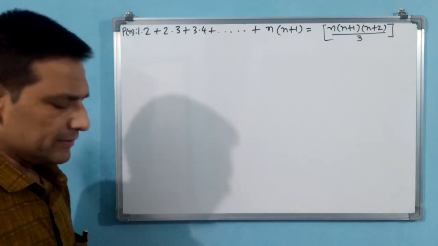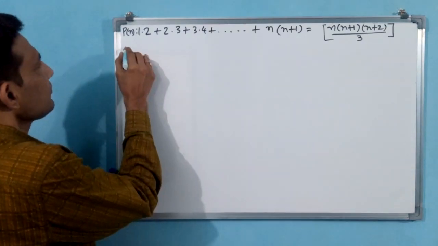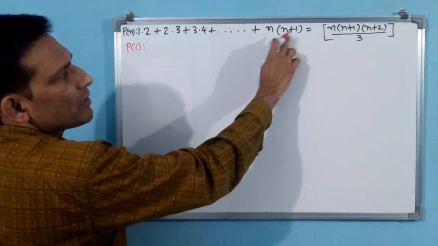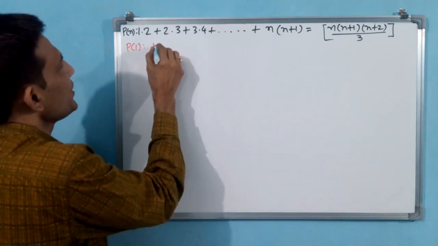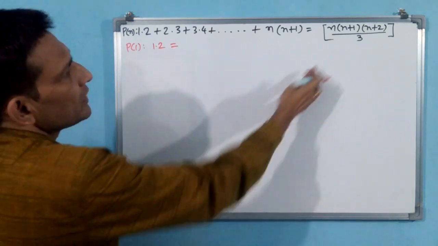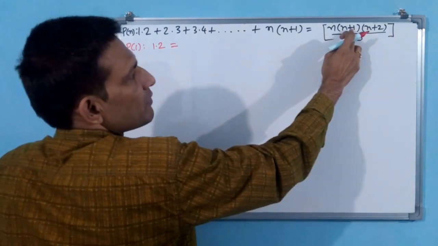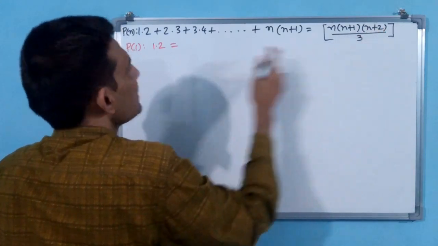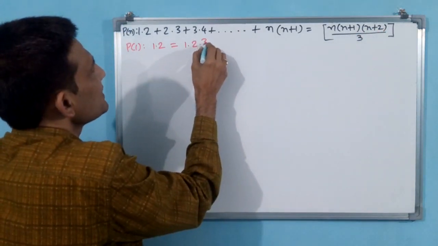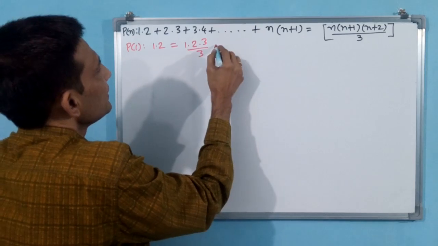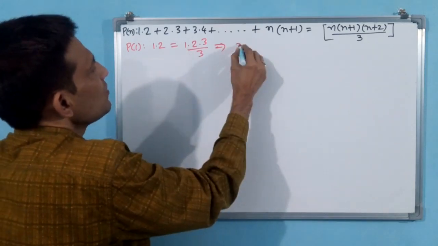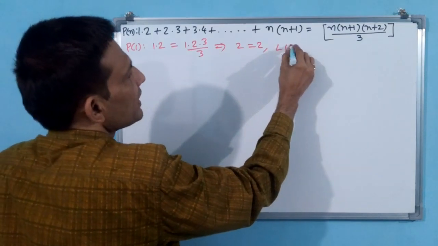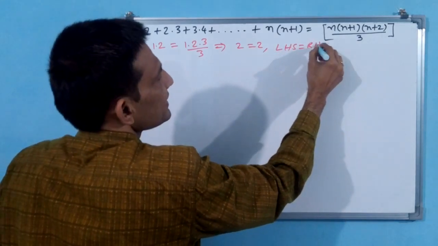Let us find P of 1. See, 1 into 1 plus 1, that is 2, so 1 into 2. 1 into 2 is equal to, RHS is 1 into 1 plus 1, 2, 1 plus 2, 3, so 1 into 2 into 3 by 3. This implies 2 is equal to 2, the 3s get cancelled. That means LHS is equal to RHS.